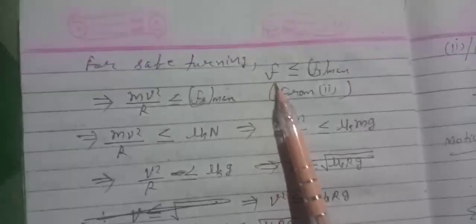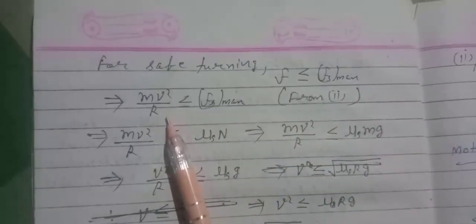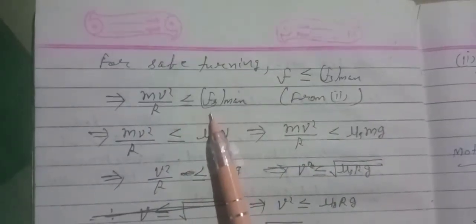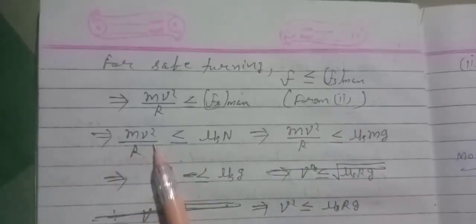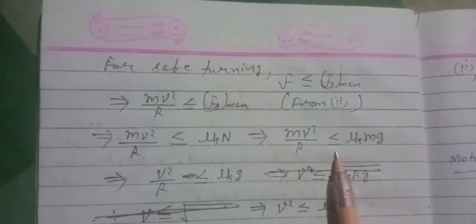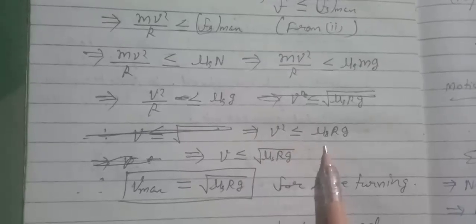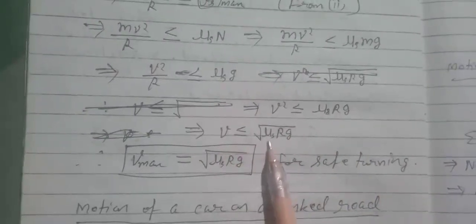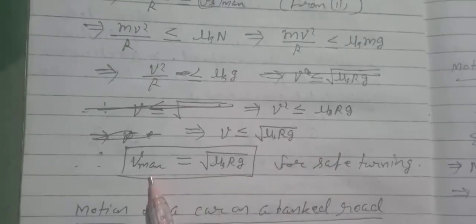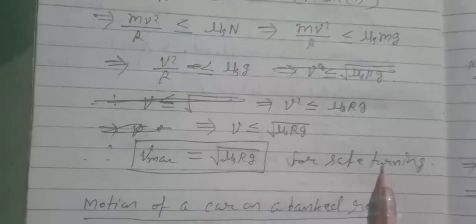So for safe turning, F must be less than or equal to F_s max. This implies mv square by r must be less than or equal to F_s max, from 2. This implies mv square by r is less than or equal to mu_s into N, which implies mv square by r is less than or equal to mu_s into mg. Or v square by r is less than or equal to mu_s into g, or v square is less than or equal to mu_s into rg, or v is less than or equal to the square root of mu_s into rg. Hence v max equals the square root of mu_s into rg for safe turning.